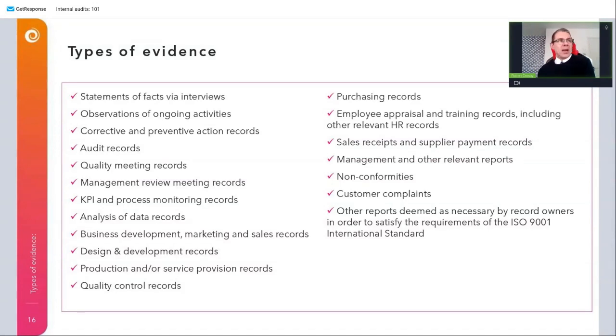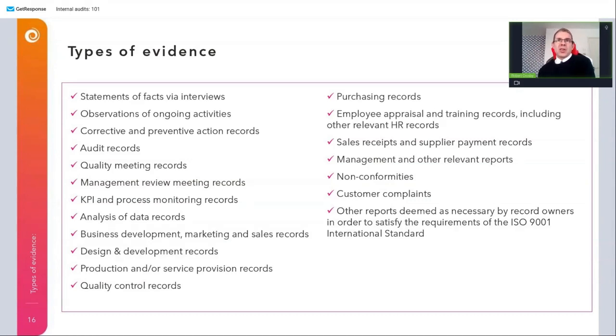Employee training and appraisal records. We want to make sure that people can do the job and we want to make sure that they're trained. Is the training in date? Have I allocated enough training to that particular employee for the job that they're doing? Again, analysing those records and training matrices will help you to establish that. Sales receipts and supplier records sits nicely with purchasing.